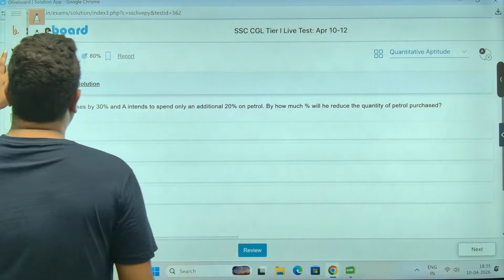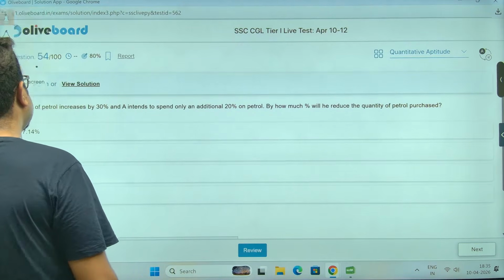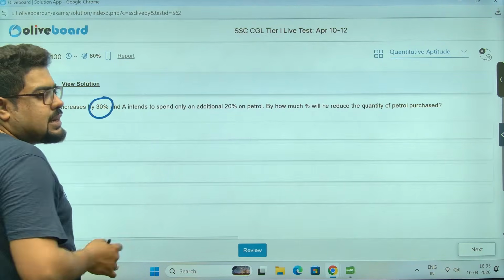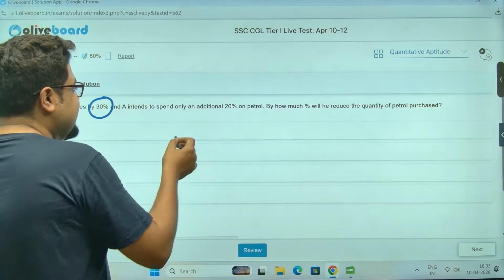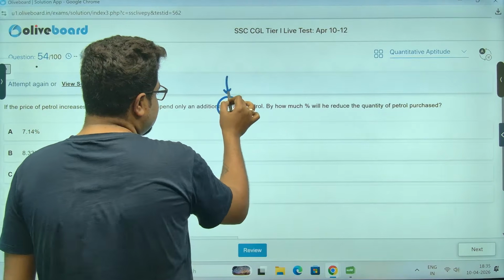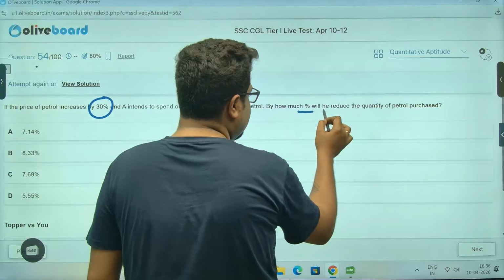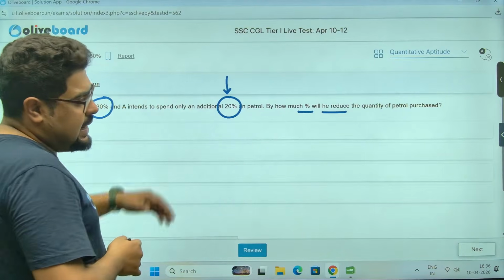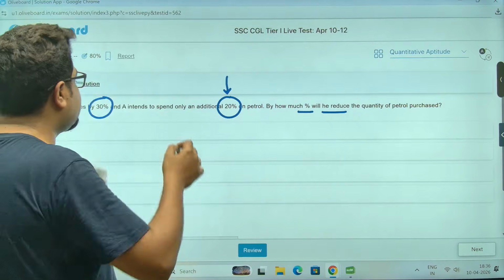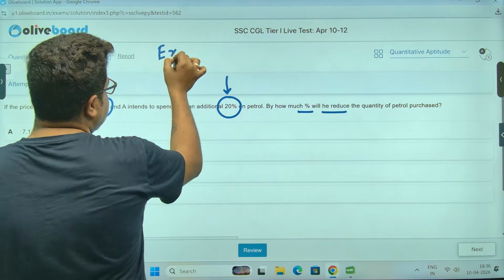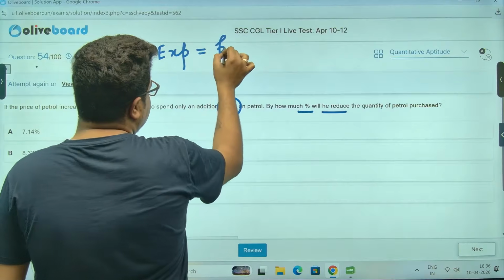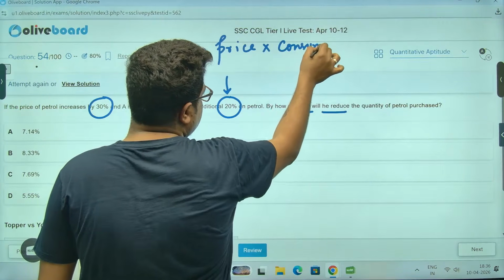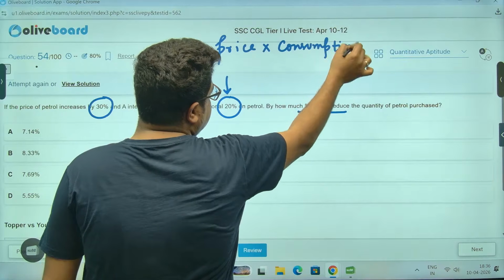Next one, sir. Next one, please. Everybody, percentage calculation. Price of petrol. Sir, consumption based question. Simple one. Additional expenditure he can do is only 20%. Sir, the percentage reduction. Sir, we know one thing. Any consumption based question is based on one principle itself, that expenditure is equal to price into consumption.